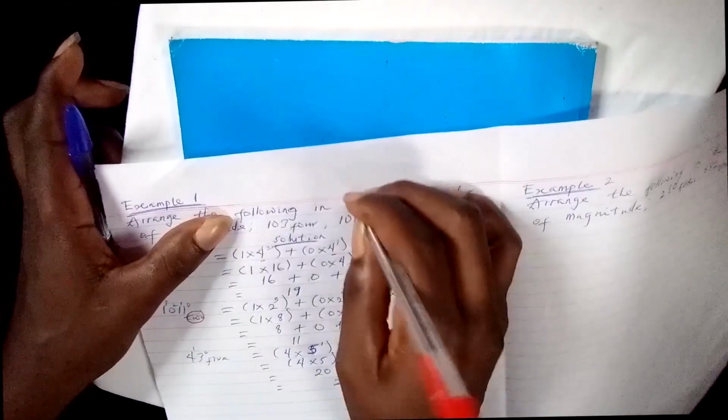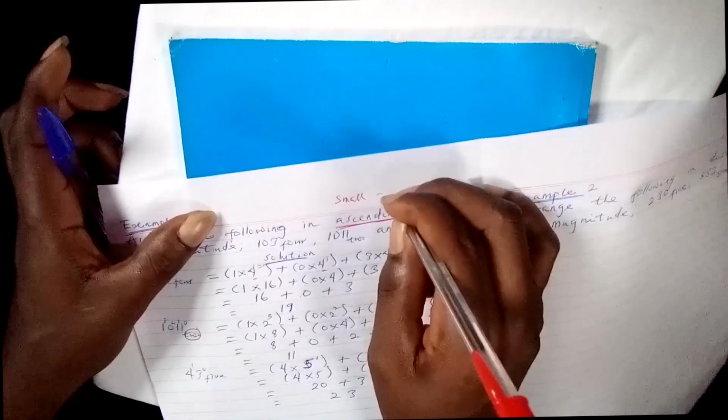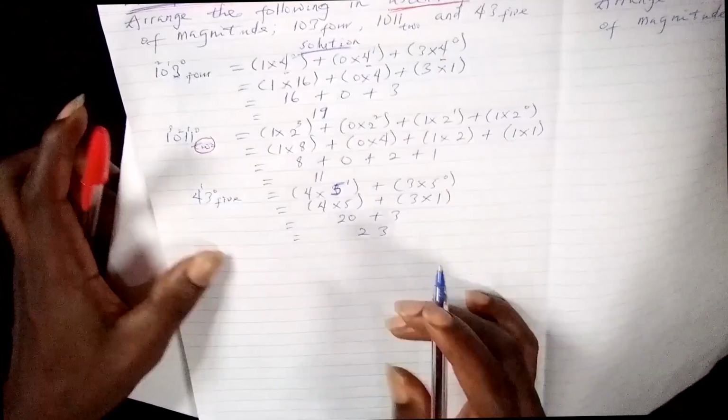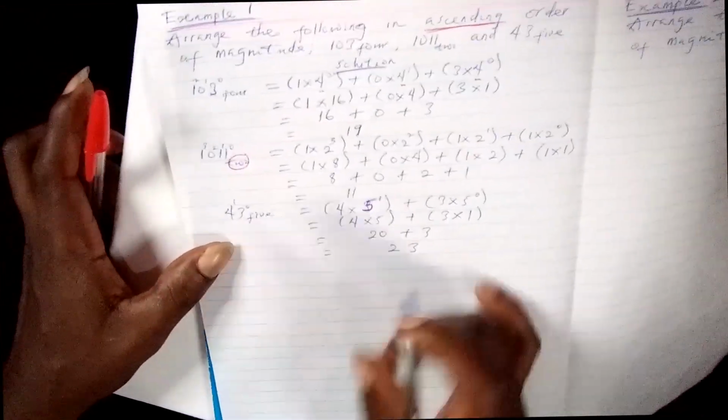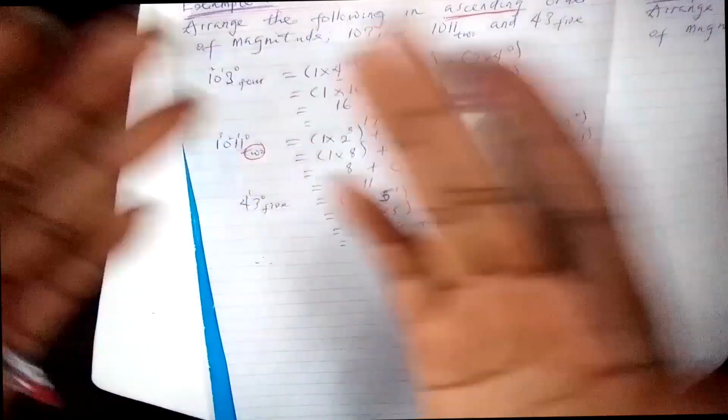And this ascending means from small to big. Now, we can conclude by saying that, therefore, before we can even order, first we need to compare.